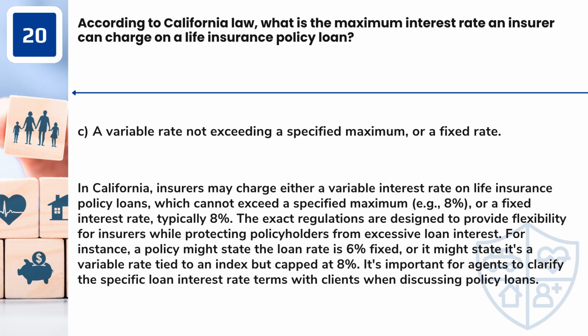For instance, a policy might state the loan rate is 6% fixed, or it might state it's a variable rate tied to an index but capped at 8%. It's important for agents to clarify the specific loan interest rate terms with clients when discussing policy loans.